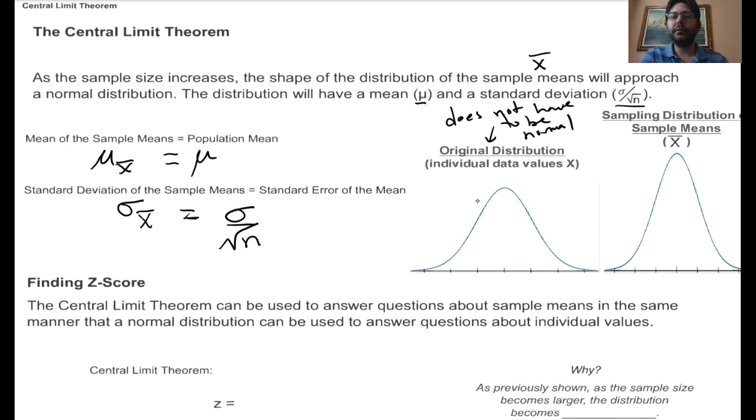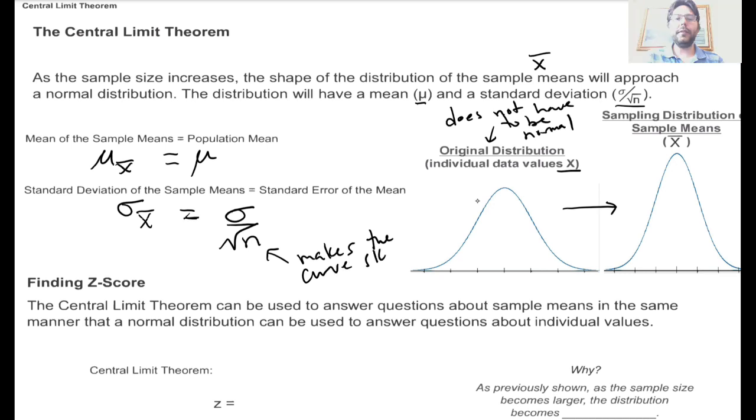Like with our die example, it wasn't a normal distribution. And it wasn't even continuous, it was discrete. But let's just say that this is the original distribution of my x. If I take that and convert it over to x bars, and plot those x bars, that will give me another normal distribution, but skinnier. Why is it skinnier? Because of this denominator. This denominator makes it smaller, makes the curve skinnier. Remember, a bigger denominator means a smaller fraction, and a smaller fraction means a skinnier curve.